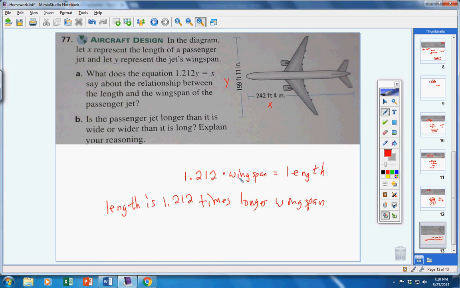I mean, guys, think about it. You're taking the wingspan and multiplying it by 1.212, which will give you a bigger number for the length. The length equals taking the wingspan and multiplying by 1.212. So, what relationship do I see from this? I see that the length is 1.212 times longer than the wingspan. Now, is the passenger jet longer than it is wide, or wider than it is long? Well, I just told you, the length is 1.212 times longer than the wingspan, so the jet is longer than it is wide.